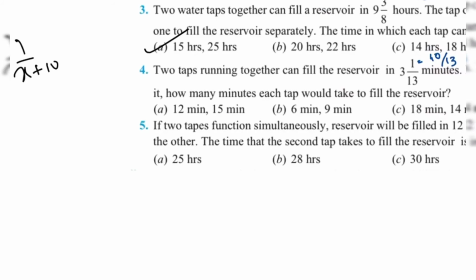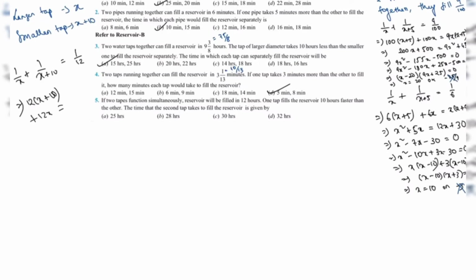And that should be equal to 12 hours. So 1 by 12. Okay. So let's multiply everything by 12 times x plus 10. So that is 12 times x plus 10 plus 12x should give us x square plus 10x. So 12x is 24x. So x square minus 14x minus 120 should give us 0.